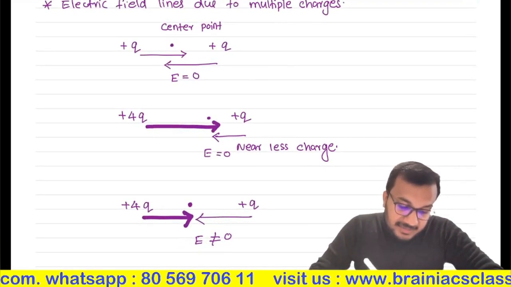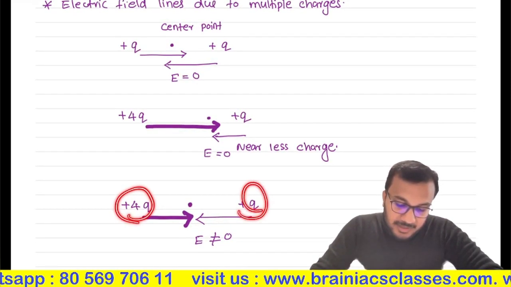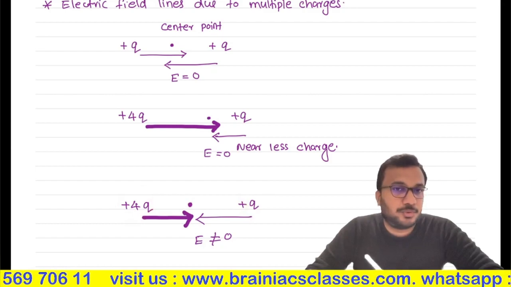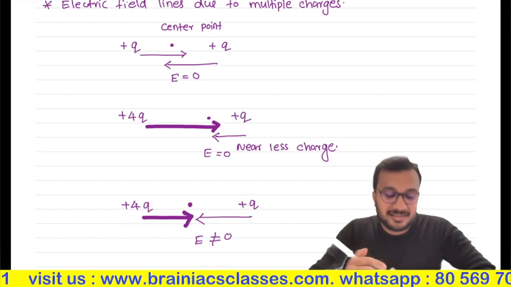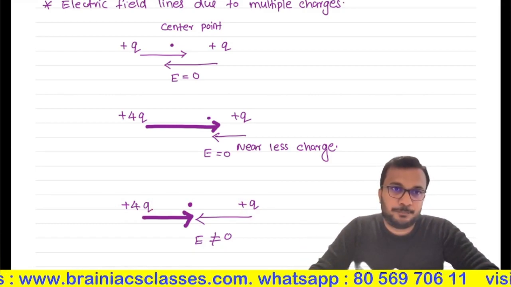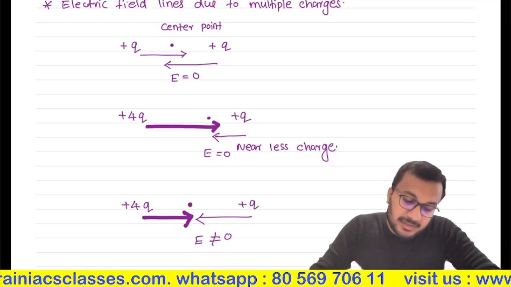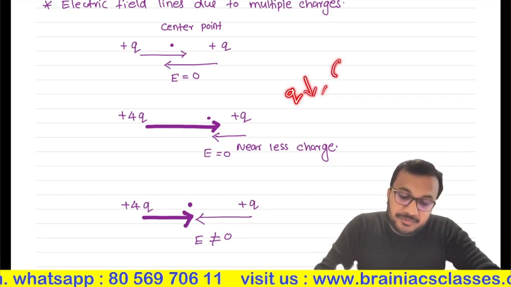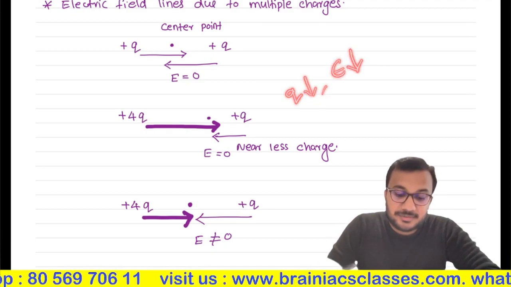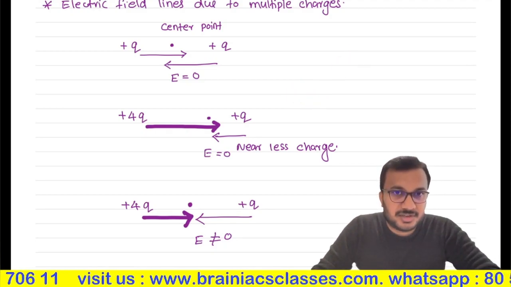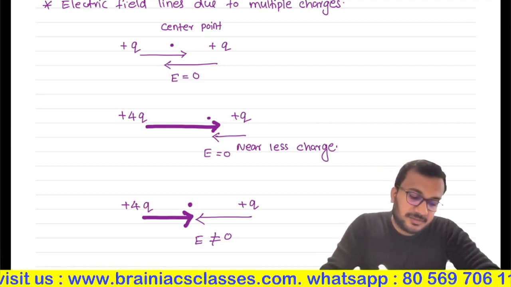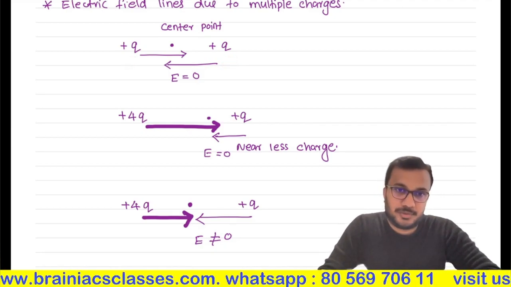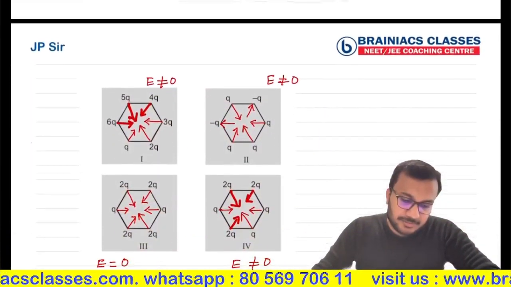Exactly at the center, with 4q and plus q, the electric field is never equal to 0, because the field strength is higher for the larger charge. The plus q will push, and whenever the charge value q is less, the electric field is less. So the electric field is equal to 0 near the lowest charge, not at the center. It is zero at the center only when both charges are equal. That is the concept we are going to use.